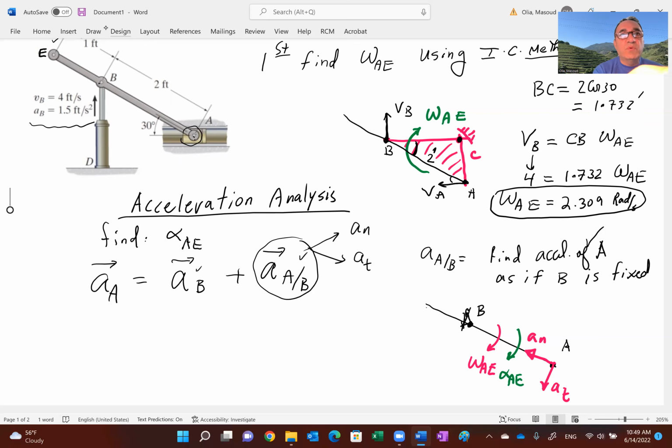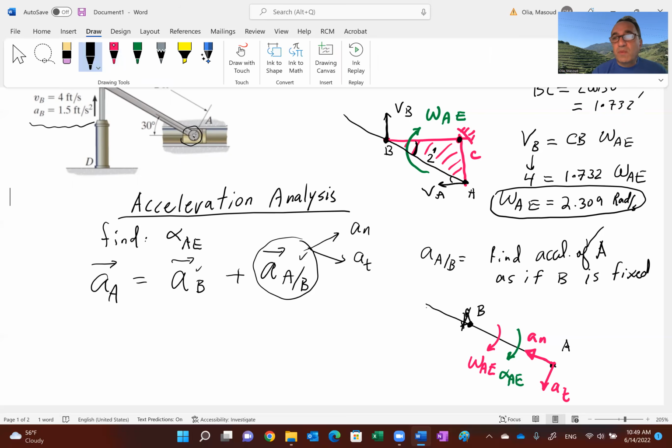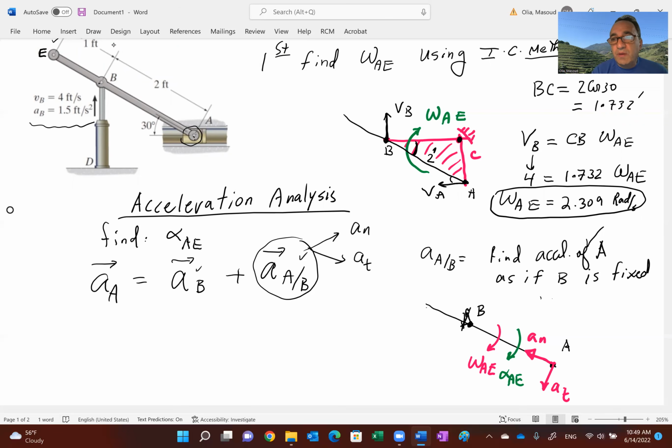So what are these components, by the way? How do we calculate them? AN, I write it down here. AN is R omega squared, right? R is what? R is the distance between A and B. That's 2 feet, right? Times omega squared. Omega we have. You see, that's why you need to calculate omega from the beginning. So what is 2 times 2.309 squared? I believe it's 10.66 feet per second squared. So that's a normal component. I'll put it here.